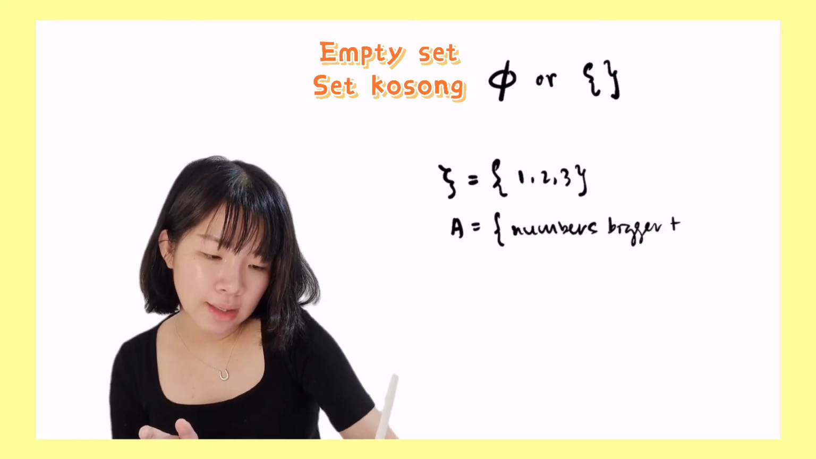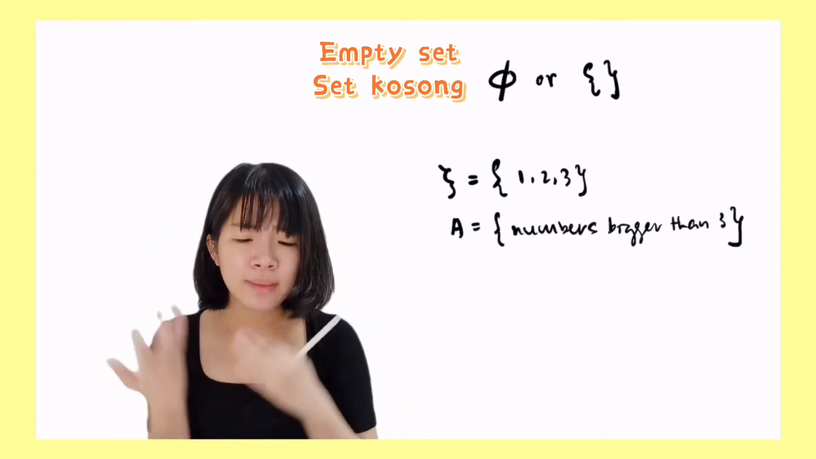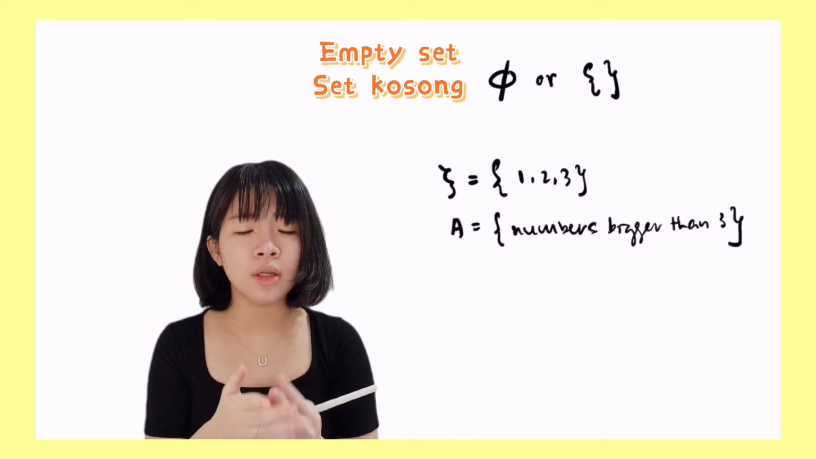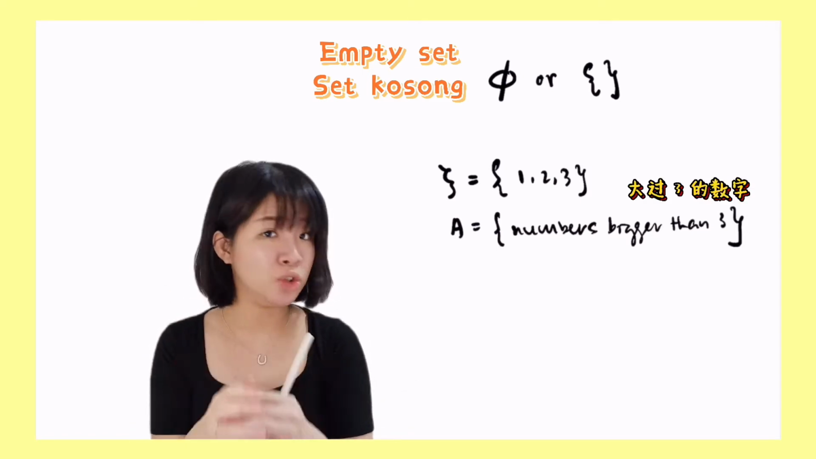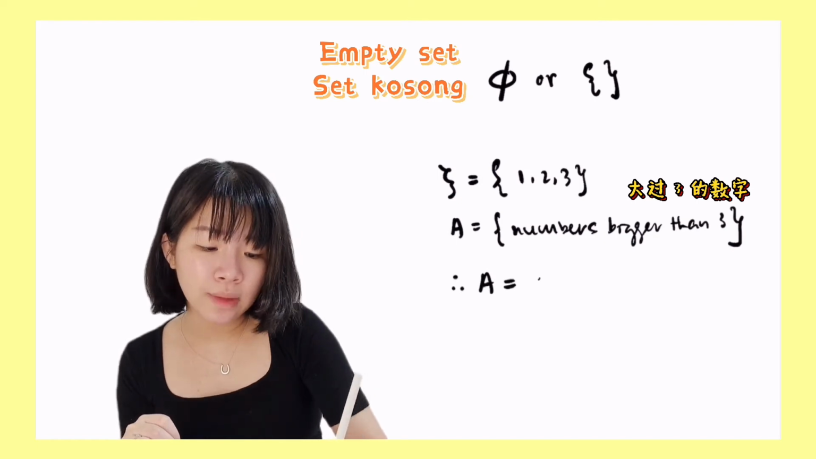bigger than 3. Then you can only choose from this universal set, correct? But the universal set has only 1, 2 and 3. So you want a number that is bigger than 3. There's no such thing, correct? So we say that A is equal to the empty set.